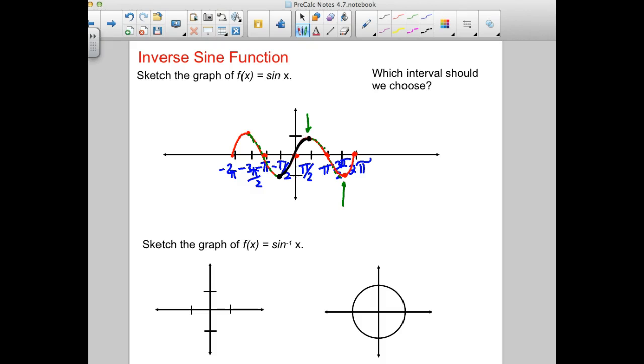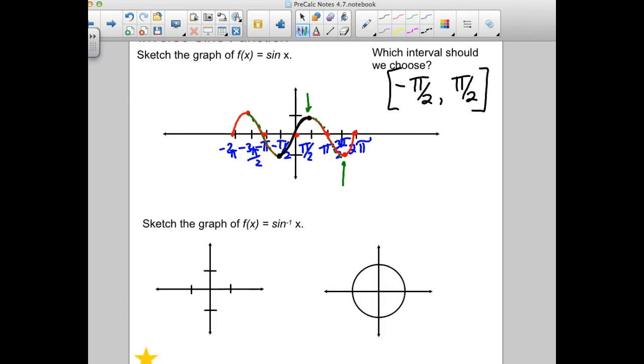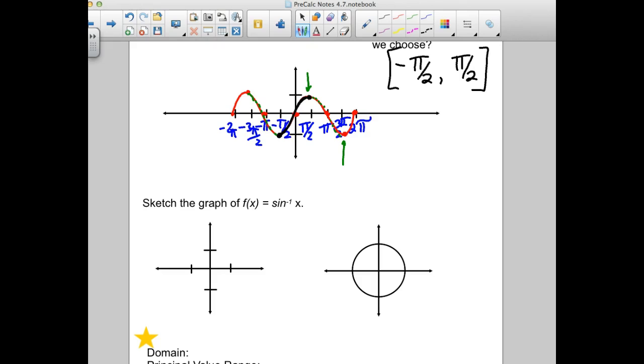Okay, so the interval that we're going to choose is going from negative pi over 2 to positive pi over 2. Let's include those endpoints. All right, and what we're going to do to get our inverse graph, we're going to start with the ordered pairs that we normally use here. So this point would be negative pi over 2, -1. We have the origin as one of our points, and we have the point pi over 2, 1.